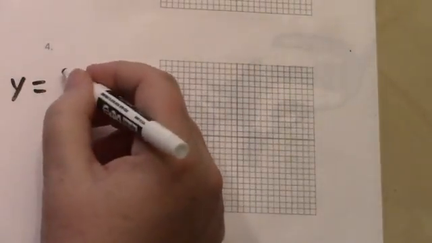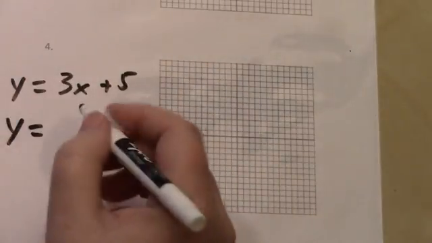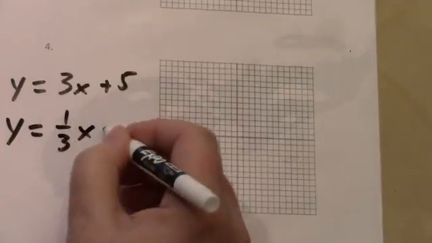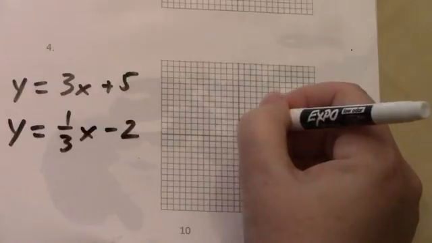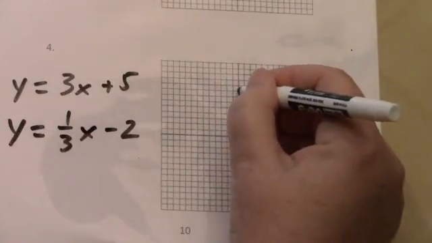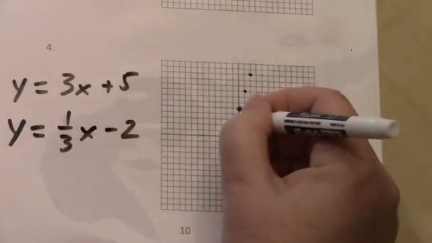And let's do one more like this. y equals, let's say, 3x plus 5, and y equals 1/3 x minus 2. So we start with plus 5, 1, 2, 3, 4, 5. We have a 3 slope: 1, 2, 3 over 1, 1, 2, 3 over 1.